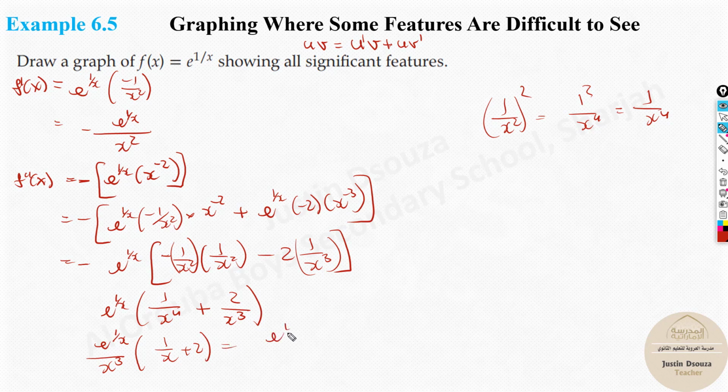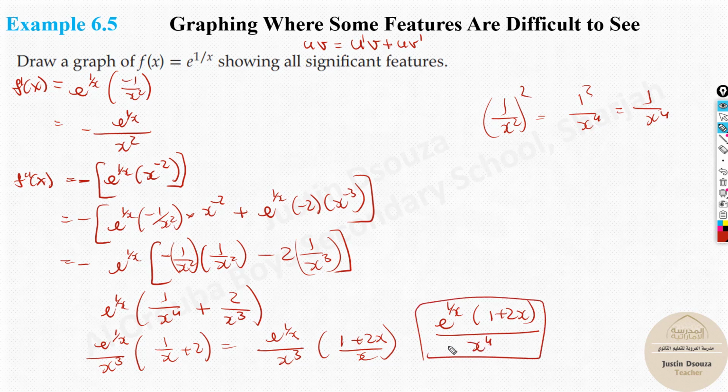Now this can be written as e to the power 1 by x divided by x cube, multiplying x up and down. It will be 1 plus 2x divided by x. And now this x can again be multiplied out. It will be x to the power 4. So it will be e to the power 1 by x multiplied by 1 plus 2x, divided by x to the power 4. This is the simplified version. This is the first derivative, this is the second derivative.